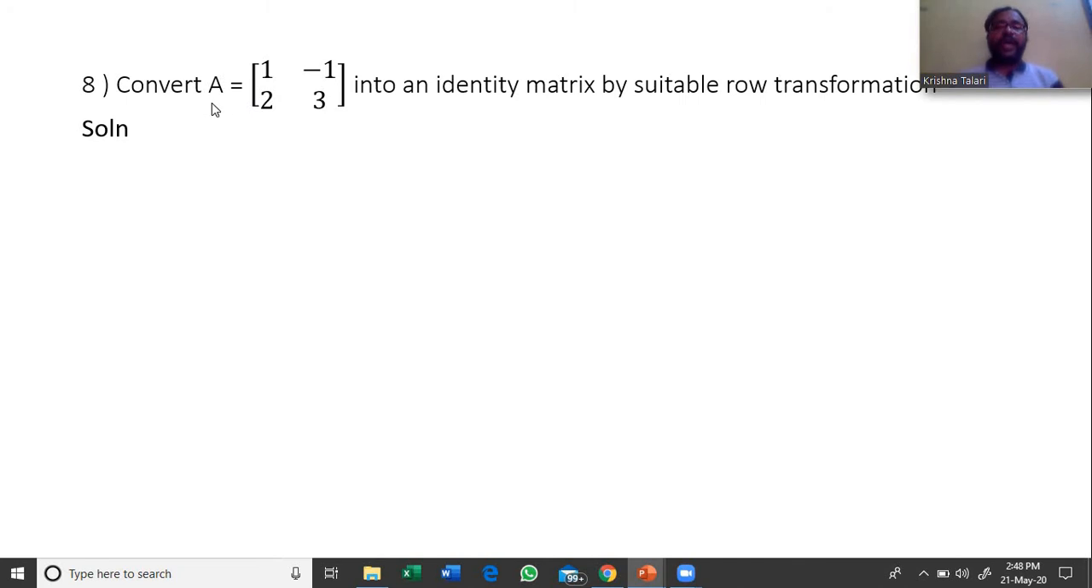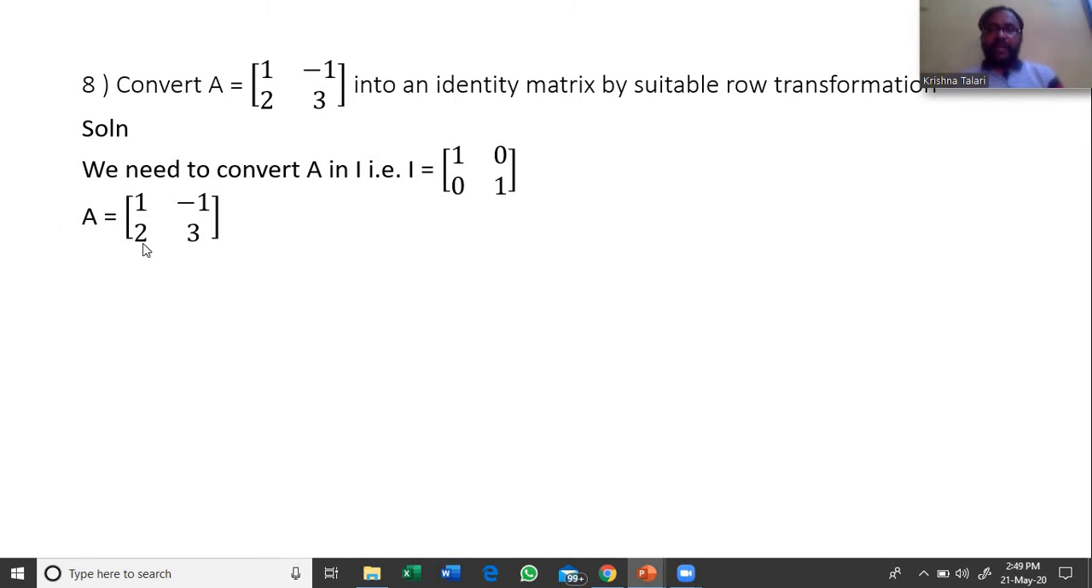Now, in your 8th question, you are given a 2 by 2 matrix and we are supposed to convert this into identity matrix by suitable row transformation. Please read your questions properly, which method they are asking. Now in this case, they have asked you to go for row transformation. So, when I say identity matrix, it will be of the form I, which is 1, 0, 0, 1. So we need to convert this matrix A into I.